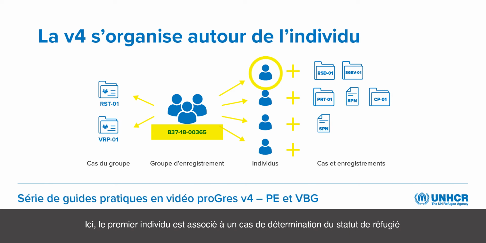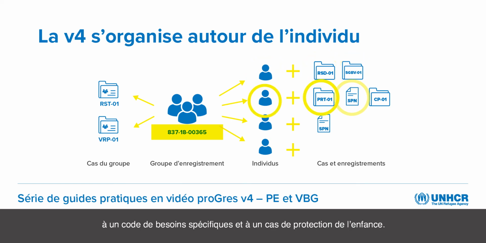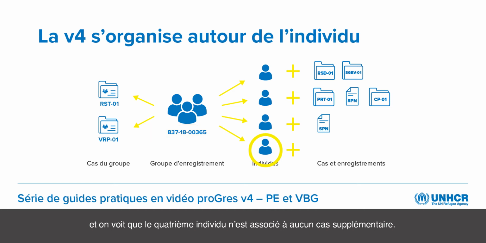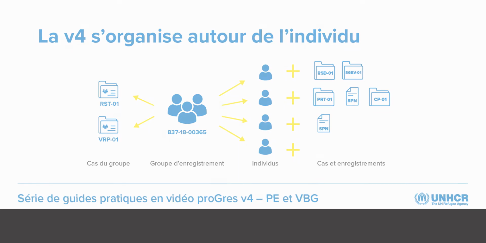So the first individual has a refugee status determination case, as well as an SGBV case. The second individual has a protection case. They have a specific needs code associated with them, as well as a child protection case. The third individual has a specific needs code associated with them, and you'll notice the fourth individual does not have any additional cases associated with them. So by organizing v4 around the individual, it allows us both to gather information about the individual themselves, as well as that information that is associated with them as part of their registration group.